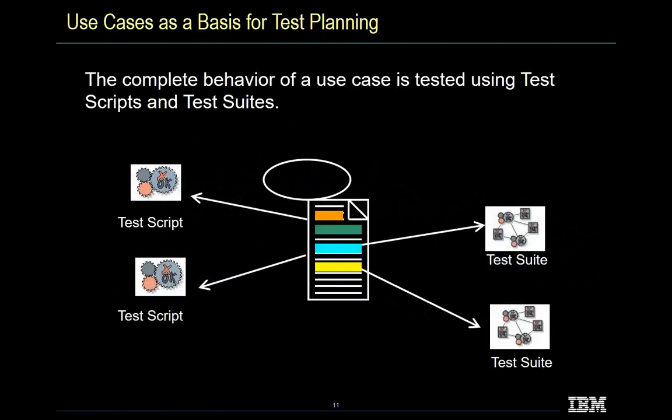Use case as a basis of the test planning. When we are creating a test scenario, a test script, which I showed you a few minutes back, that test scenario is written on the basis of a use case. Use case means a uniquely identified business requirement. For that business requirement, we have a use case, and for that use case, we have a test script, and then we have a test scenario, test case, or test step for that.